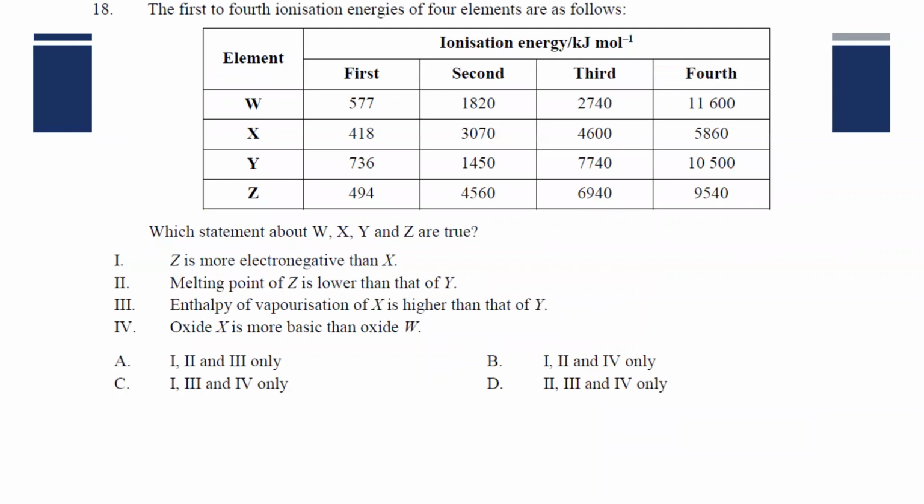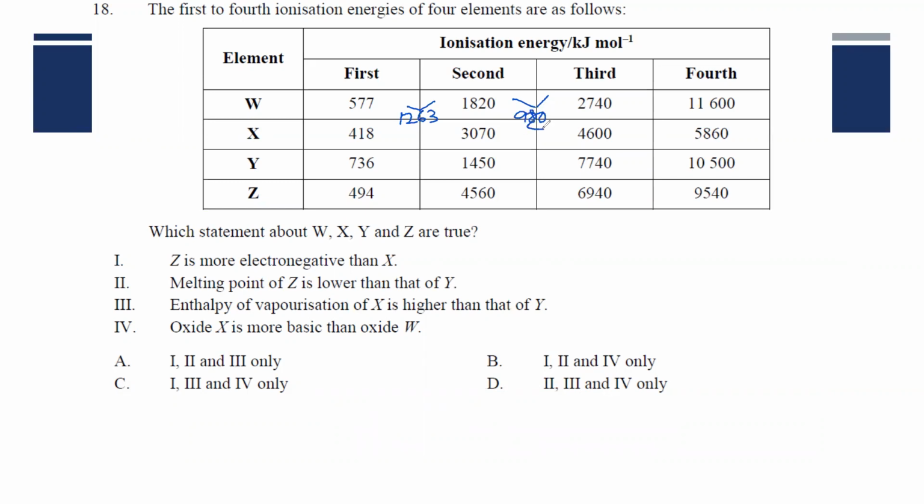Then we have number 18. The first four ionization energies of the elements W, X, Y, Z are shown below. Which statement about W, X, Y, Z is true? Let's together try our best to deduce which group each belongs to. If you look carefully at the gaps here, there are some gaps between them, 1,263. These two will differ by about 980.